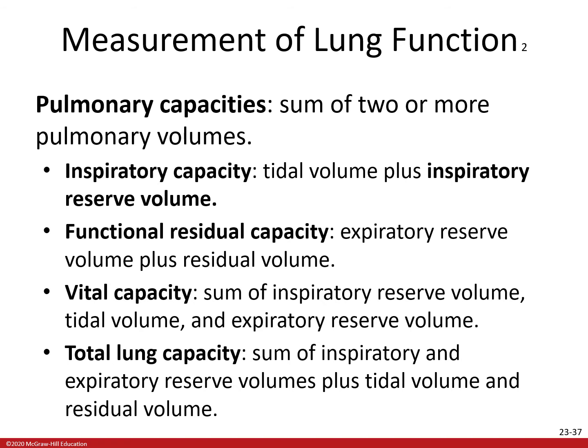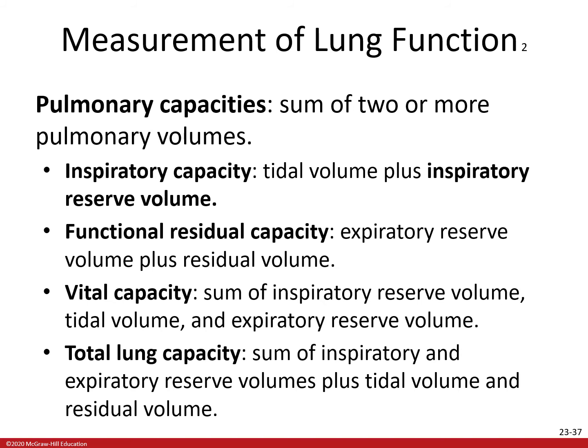Continuing on with ways that we measure lung function, we have something called pulmonary capacity. Pulmonary capacity is going to be the sum of 2 or more pulmonary volumes. Some examples include inspiratory capacity, which is going to be your tidal volume plus the inspiratory reserve volume. So we're just combining those two. Again, the pulmonary capacities are going to be the sum of 2 or more pulmonary volumes. So all of these are just going to be something plus another something, right?